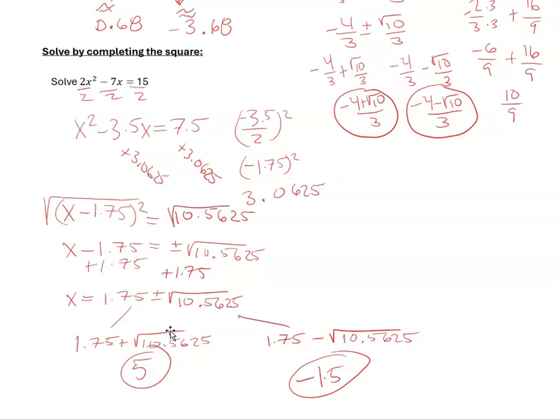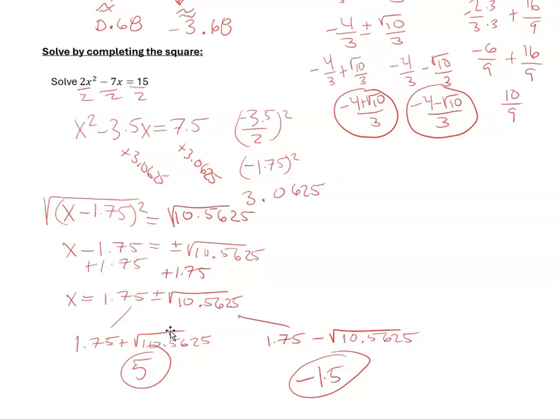What is it? I forget, let me see what it comes out to be. On square root, 10.5625. It's 3.25. I probably should have written that. So that actually is a beautiful number, which is 3.25. That's the square root of 10.5625. I really should have written that.